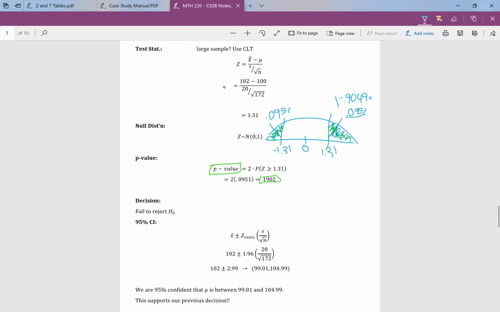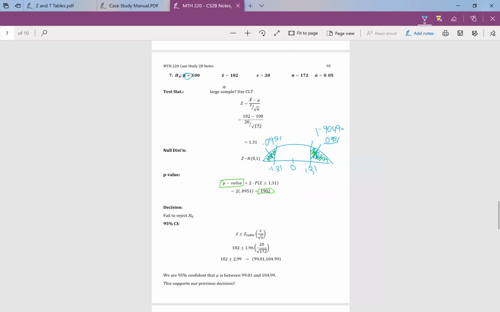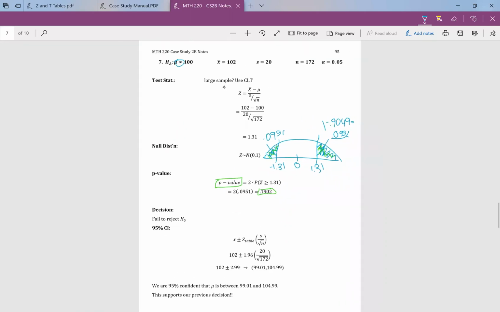Okay, again, this should always support our previous decision. We said that we did not have evidence that mu is different from 100. So we don't know that mu is different from 100. And look at this confidence interval. This confidence interval for mu does contain the number 100. So as far as we know, we're 95% confident mu is between 99 and 105. And 100 is in there. So mu isn't different from 100.